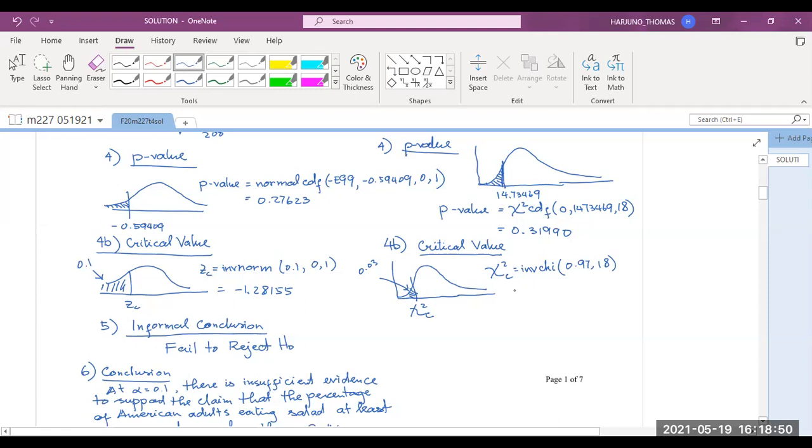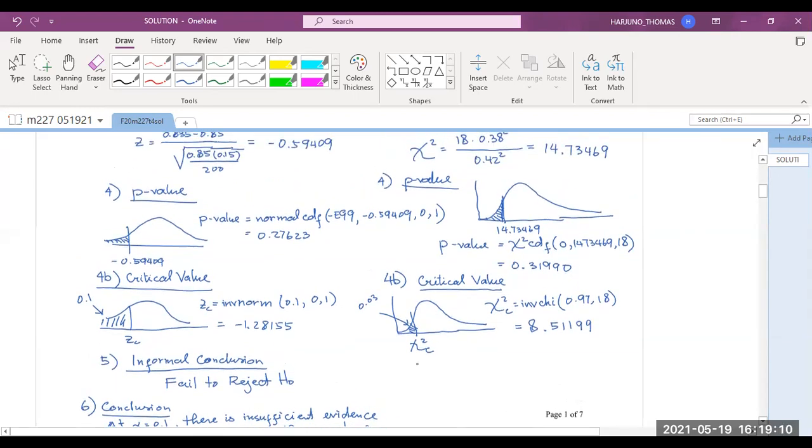So chi-squared critical is, oh, it takes forever with my calculator. I get 8.511985. Where's my test statistic? Oh, 14. So you see my test statistic is to the right of that. It's not on the tail. Okay, so again, we confirm that the informal conclusion will be fail to reject null hypothesis.